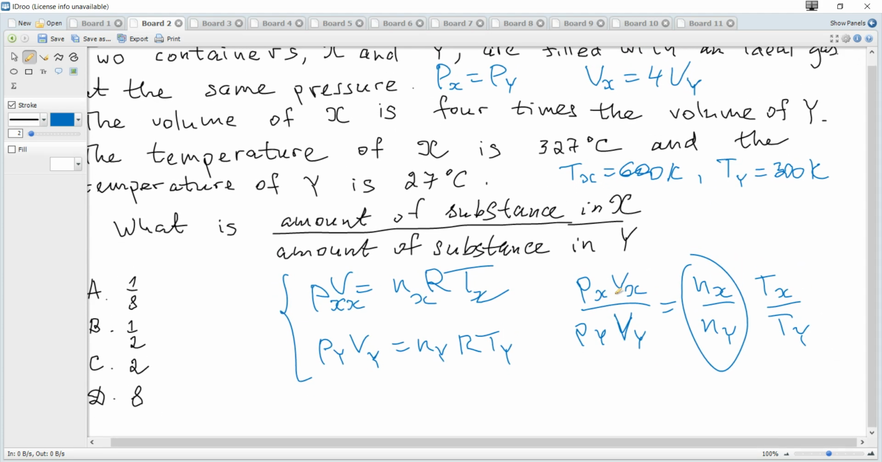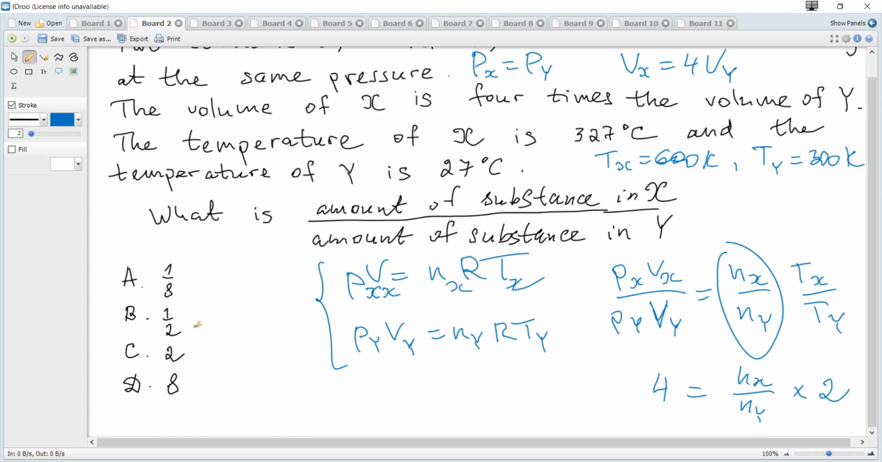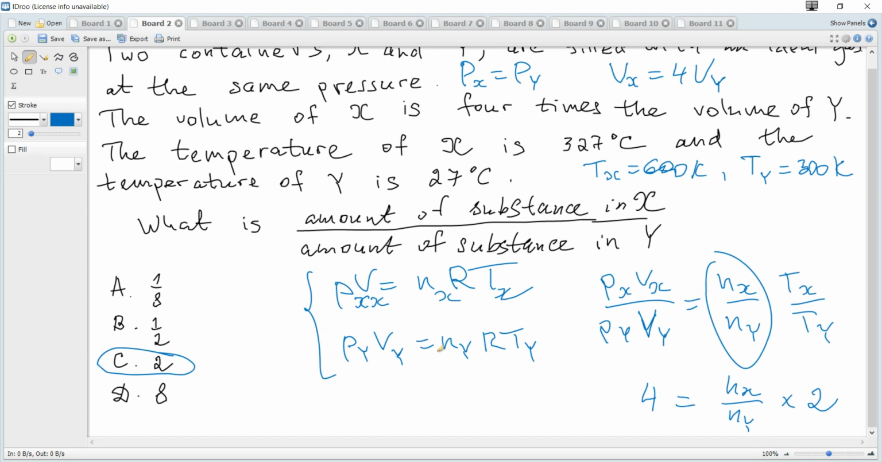And Px and Py are equal, so it's just one. Vx over Vy is 4, so the left hand side becomes just 4. nx over ny is required, and Tx over Ty, it's 2. Hence, we can see that nx over ny is 2. So, C is correct. And that's all for this question.